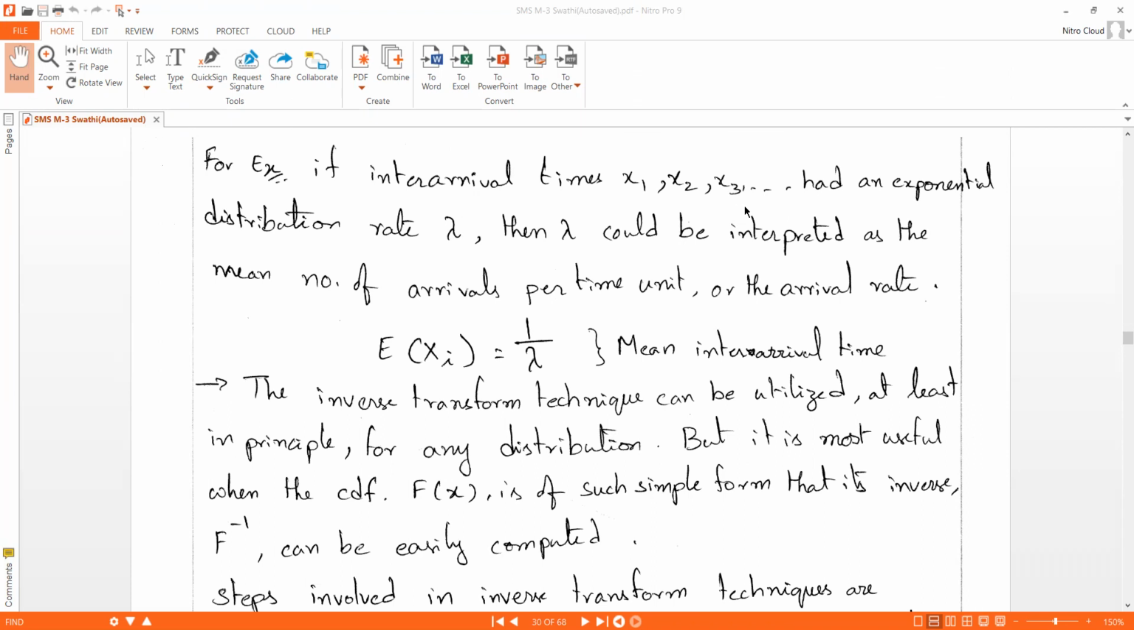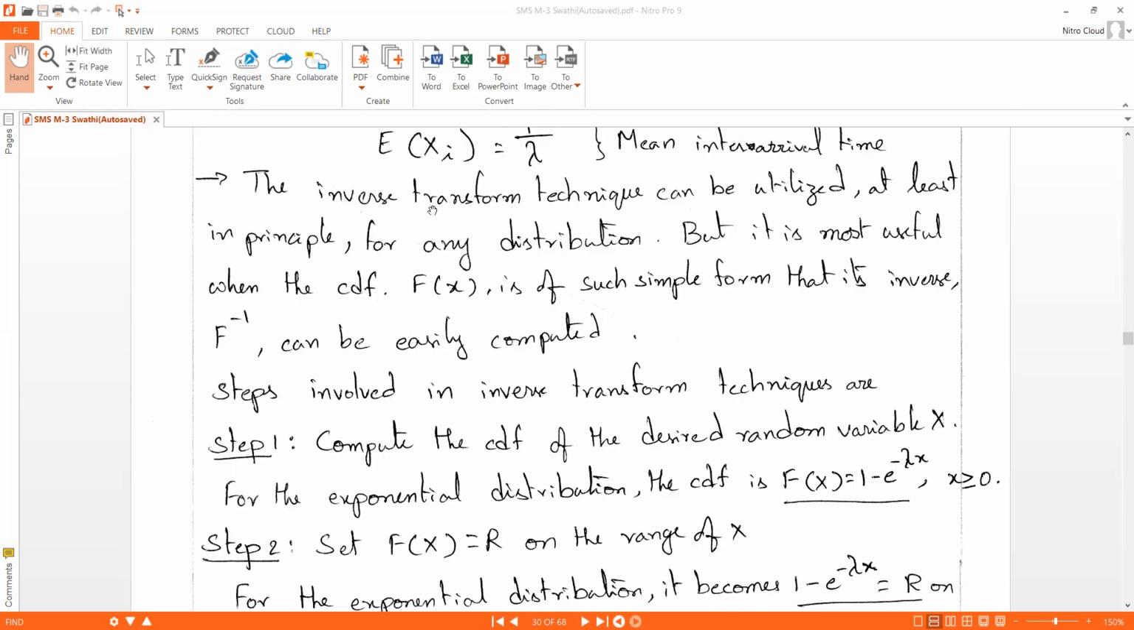For the exponential distribution with rate lambda, the interval times are given as x1, x2, x3. Lambda can be interpreted as the mean number of arrivals per time unit. E of xi is equal to 1 divided by lambda, that is the mean inter-arrival time.